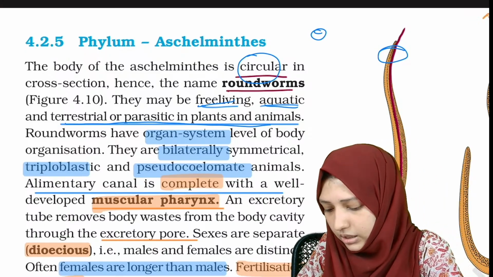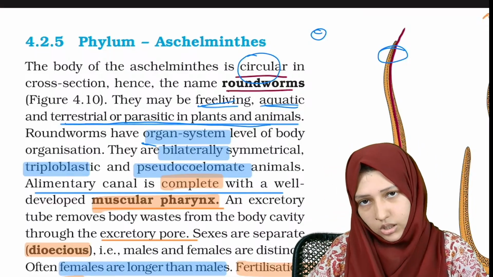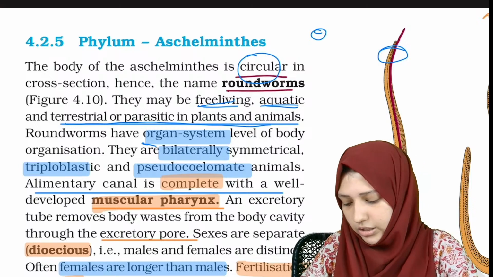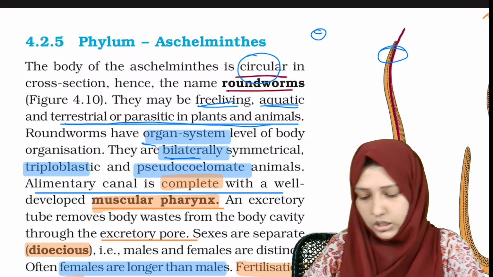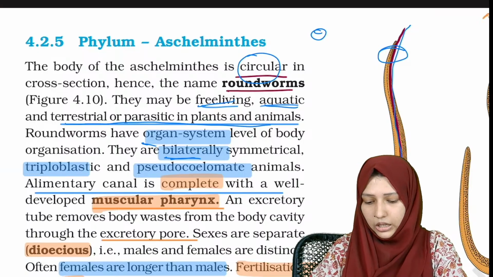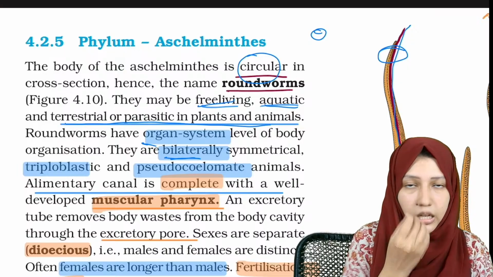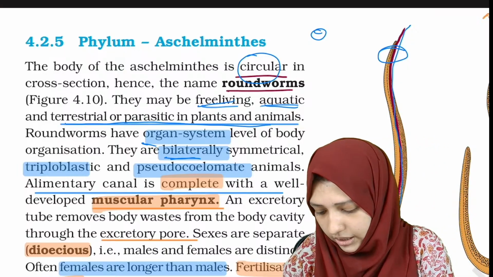Okay, and this is the important point. It is having organ system level of body organization. Okay, bilaterally symmetrical. Just see the picture. If we divide in a straight plane, if we divide in a single plane, it will give left and right identical portions. So, it is bilaterally symmetrical.